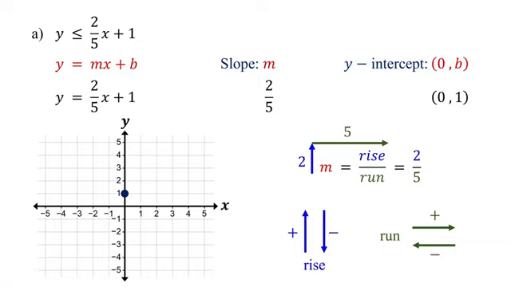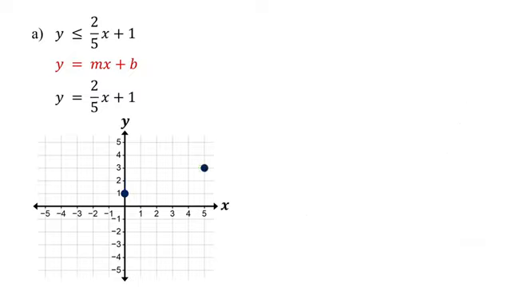Now, start at the y-intercept and move up 2 units. Then, move to the right 5 units, and plot the second point. Finally, draw the boundary line that passes through these points.